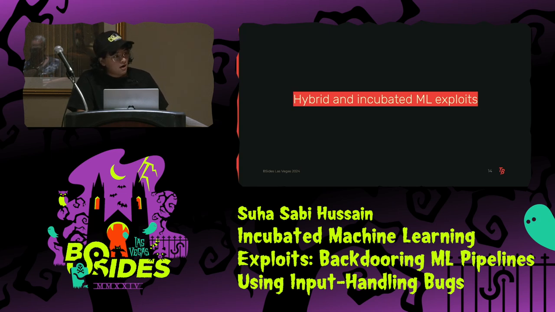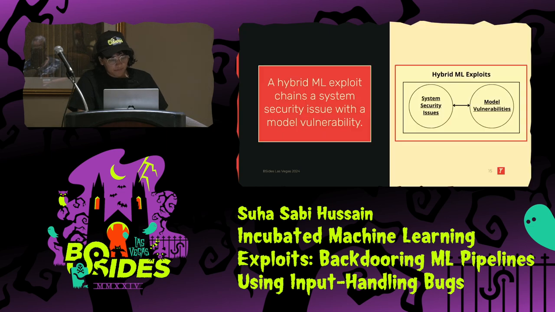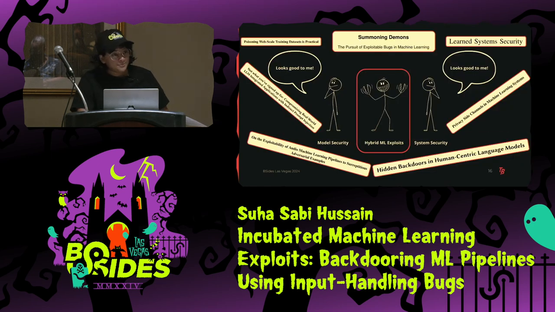So the title of my talk clearly references an incubated ML exploit. But there's a larger category of exploits that I'd like to, that are important to think about first. Specifically, a hybrid ML exploit chains a system security issue with a model vulnerability. So if you look at the diagram, you see that the arrow here is bidirectional. So this can go in either direction. A model vulnerability can expose a system security issue, or a system security issue could be used to exploit a model vulnerability.